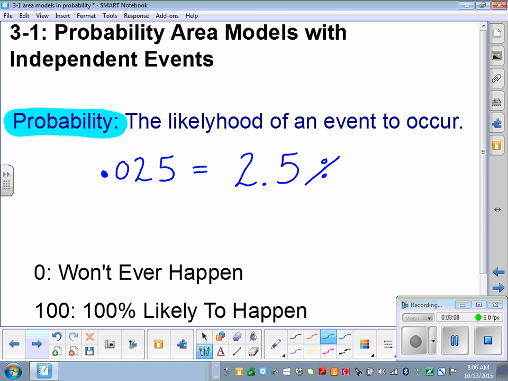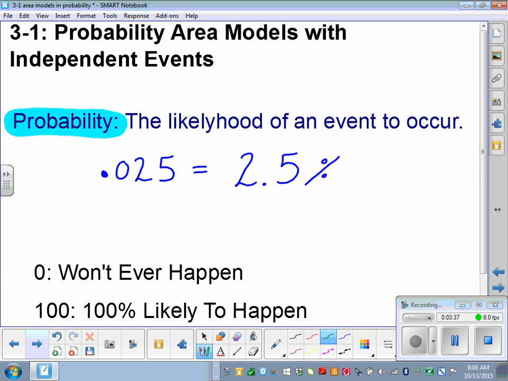So this is 3-1. So today we're going to be doing probability with area models, and we're going to be dealing with independent events. So I'll explain what I mean by all of that in just a second. But just to recall, we have seen probability once this year. It was just a quick couple practice problems on very simple probability. So remember that probability by definition means the likelihood of an event to occur. Once again, probability means how likely it is for an event to occur.